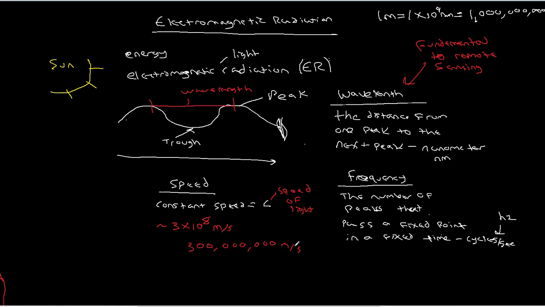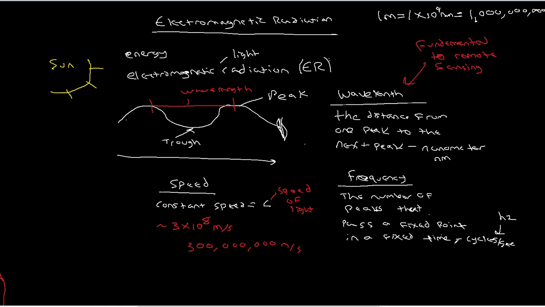It's pretty fast. So these are three things that we know about a given piece of electromagnetic radiation. We know its wavelength, measured in nanometers. We know its frequency, measured in cycles per second or hertz. And because all electromagnetic radiation obeys this constant speed, we know its speed as the speed of light. That allows us to relate wavelength, the distance from one peak to the next, to frequency, the number of peaks that pass by a point in a fixed period of time.